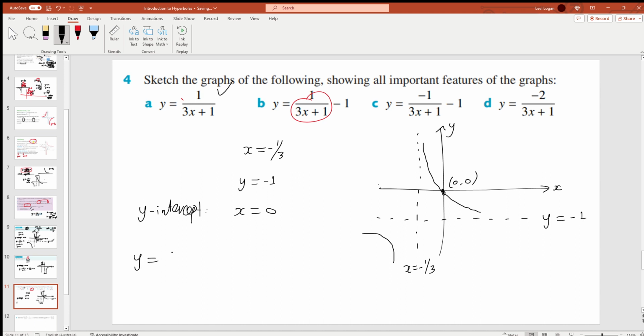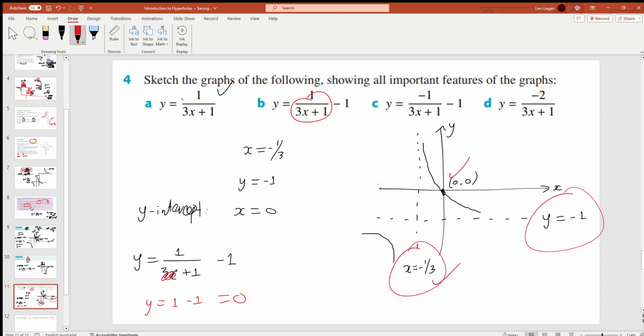So you get y equals 1 on 3x plus 1 minus 1. Set x equal to 0, so that term is gone. So you get y equals 1 minus 1, so you get 0. So you get that exact same point there. Now, you don't really need to include anything else because you've included the asymptotes, which accounts for the dilation, and you've included a point on the graph. So if you were just given this graph, you could work out your equation.